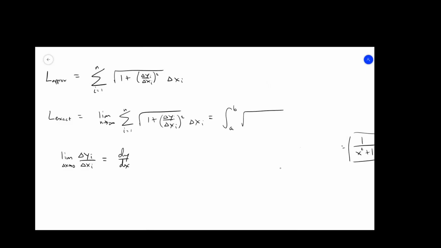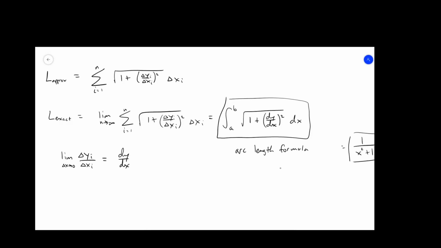So what we get is 1 plus (dy/dx) squared, and then the delta x on the outside also turns into a dx. And so this is the formula for the arc length. This is the arc length formula right here.